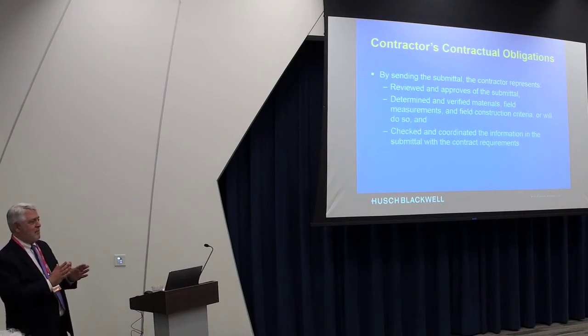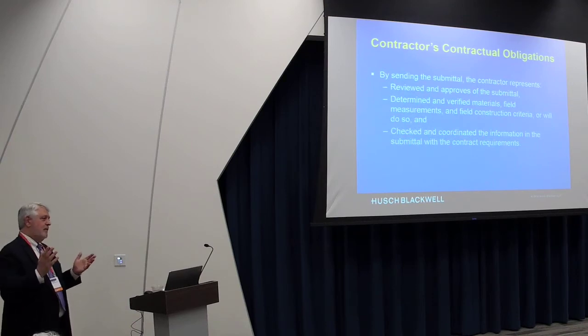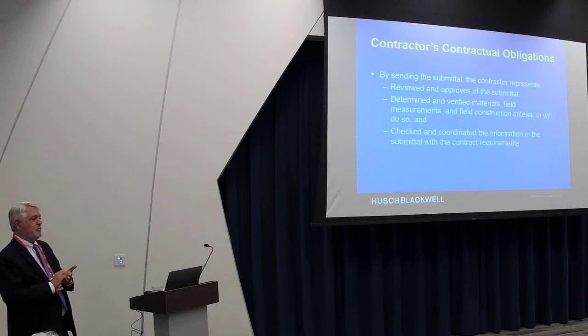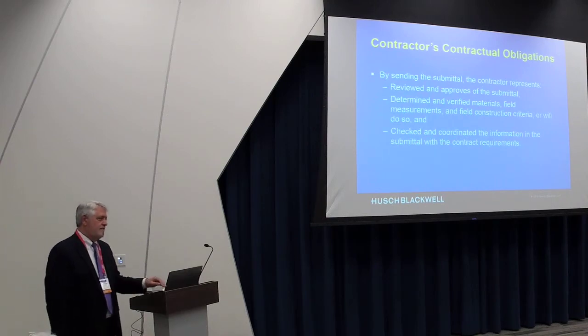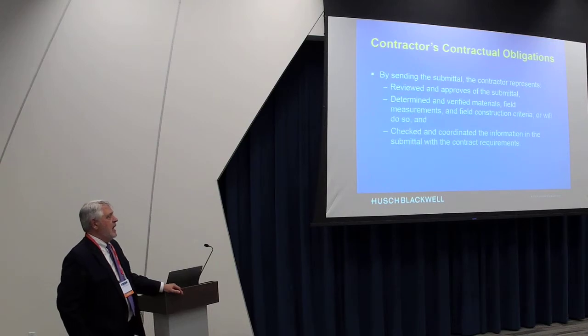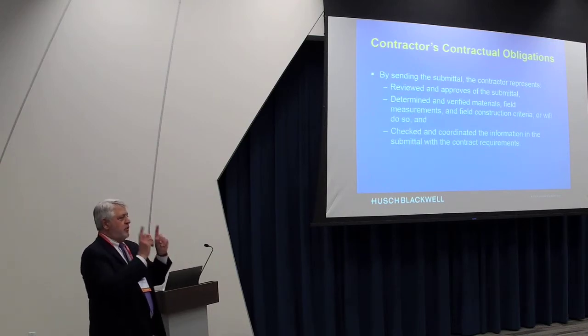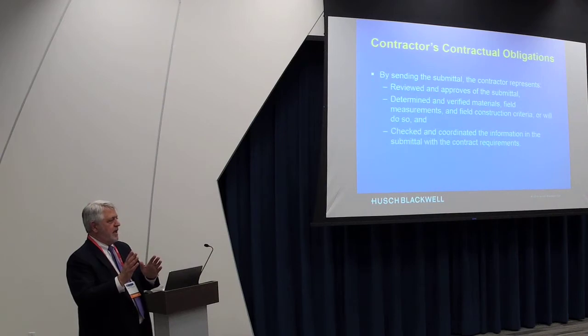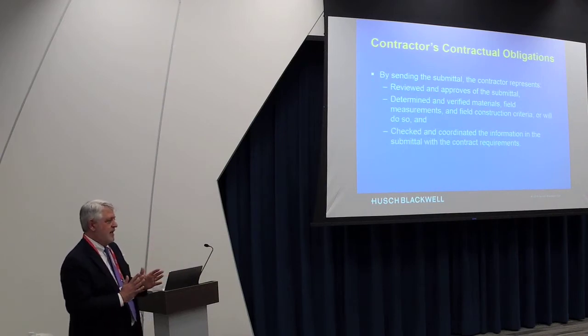I'm old enough to remember when they used to have that approved stamp on shop drawings, right? And then everybody got really smart and said, oh, we're not approving, we're just reviewing them. But really, what's the difference? At the end of the day, what is the difference? So you're saying the contractor's approving them, sending them to the architect. The architect then is reviewing them, marking them, and then approving them, and sending them back. If your approval is within the scope of what you're required to do in the contract, whether you call it review or approval doesn't make any difference.